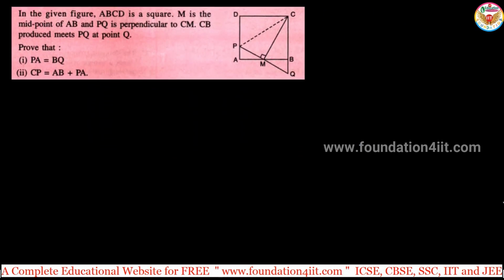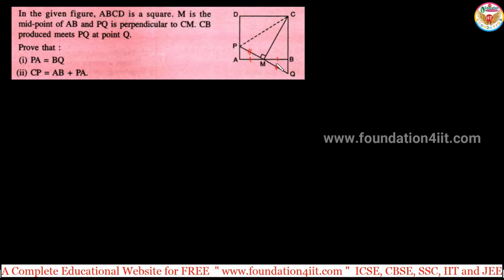Here is the thing. See this question here, two ones. In the given figure, ABCD is a square. Okay, ABCD is a square, so all the sides are equal. M is the midpoint of AB and BQ. It's a midpoint, right? So AM is equal to MB, and these two sides are equal.